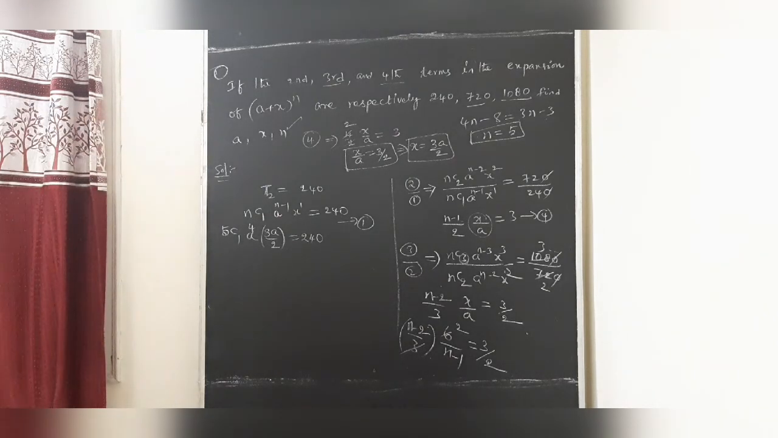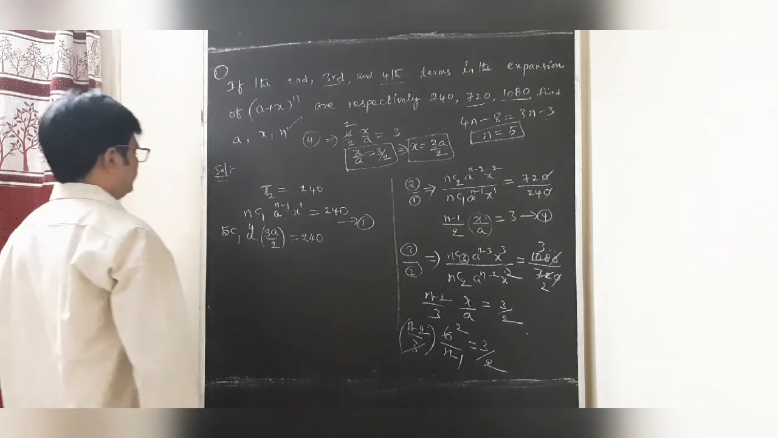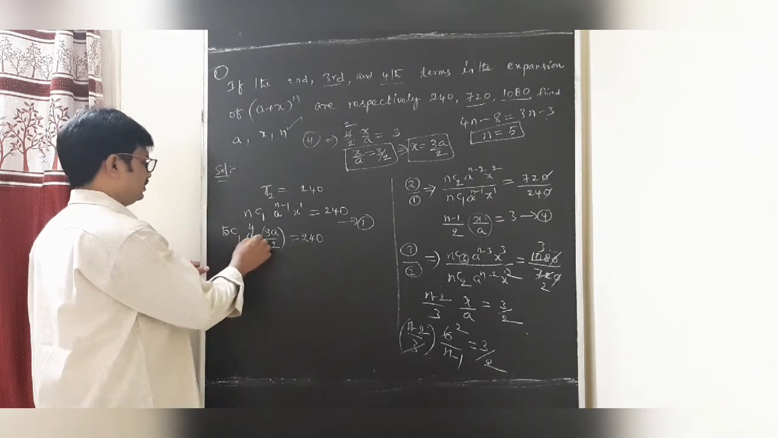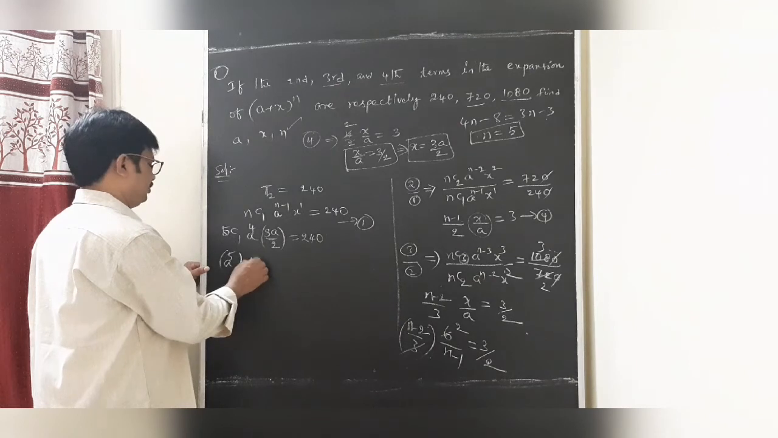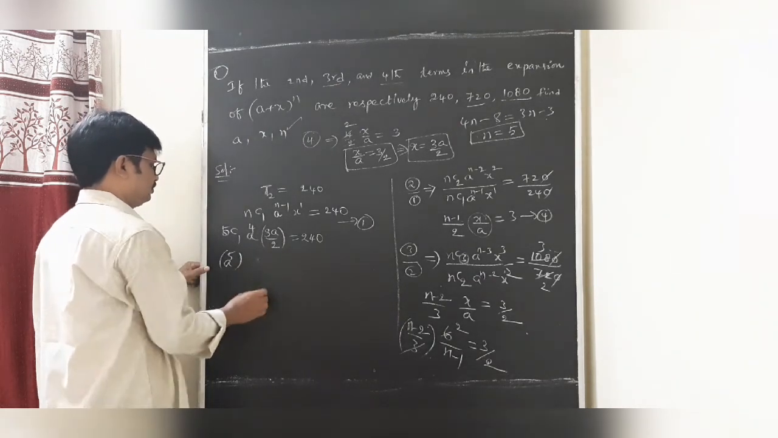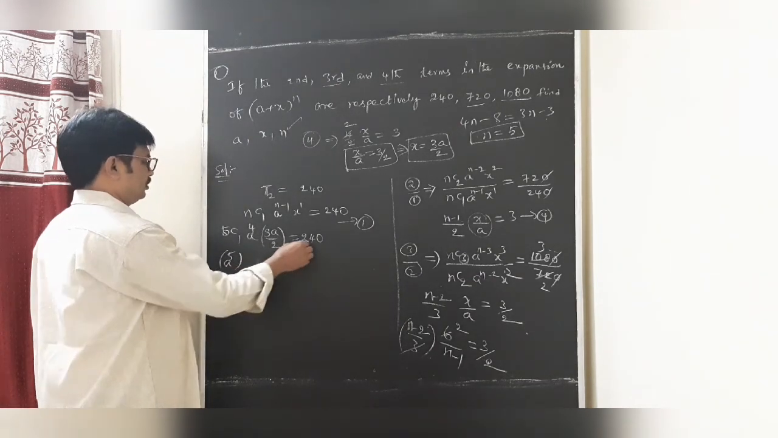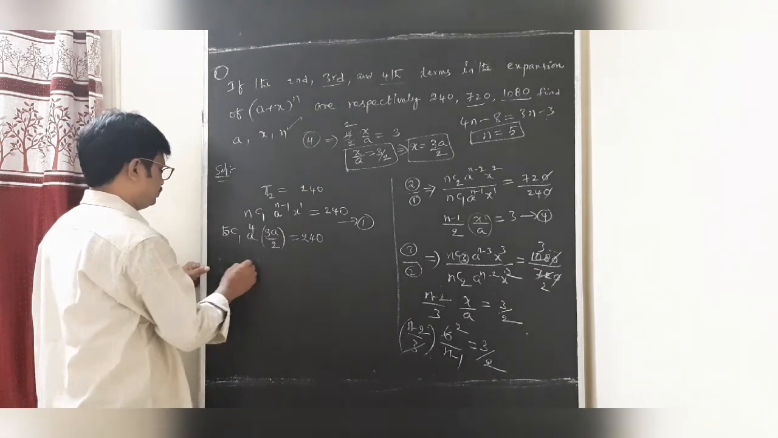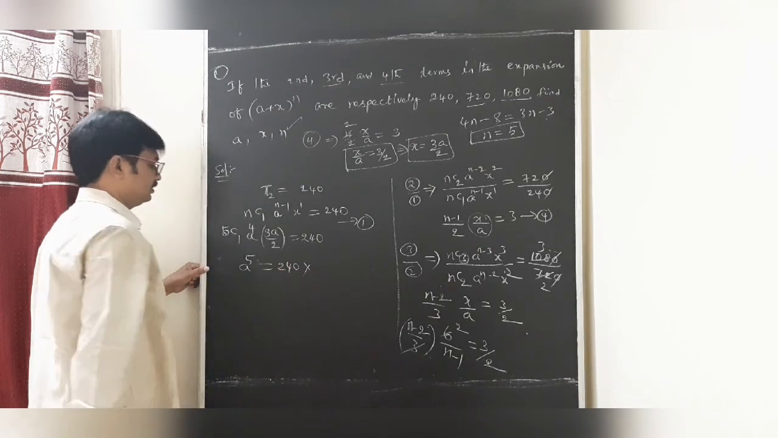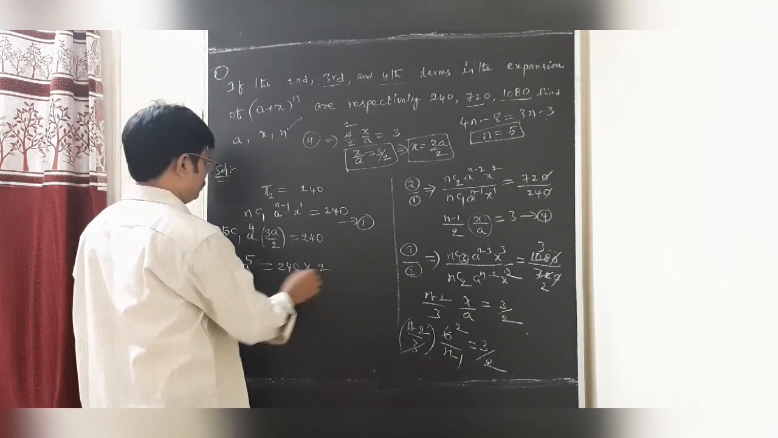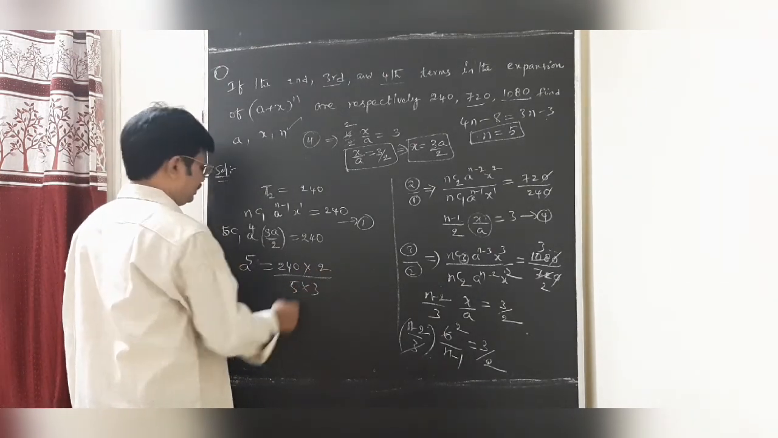My dear students, how can you write this? Undoubtedly students, this is a power 5. A power 5, 5 into 3. How to write this? Undoubtedly we can write it as a power 5 equal to 240 into 2 by 5 into 3.